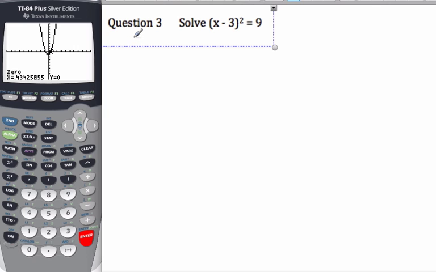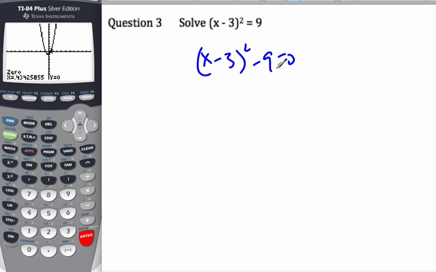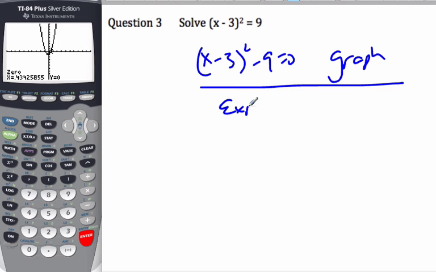Last one, third question. This one I have two different approaches to do. I have many more than two. I could make this y1 and this y2 and find the intersection. That's one approach. I could put everything to one side of the equation, make it (x minus 3) squared minus 9 equals 0, graph this and find the intercepts. I could expand this and see what happens.